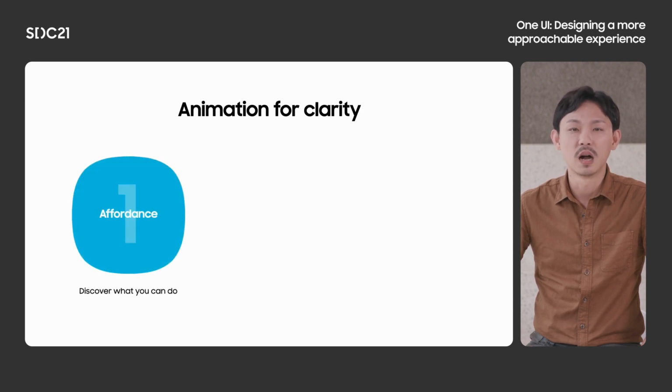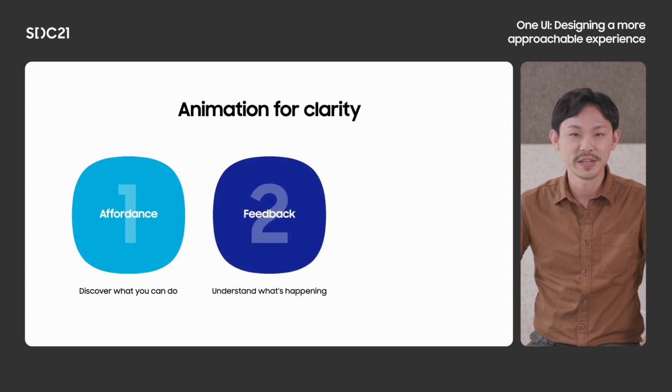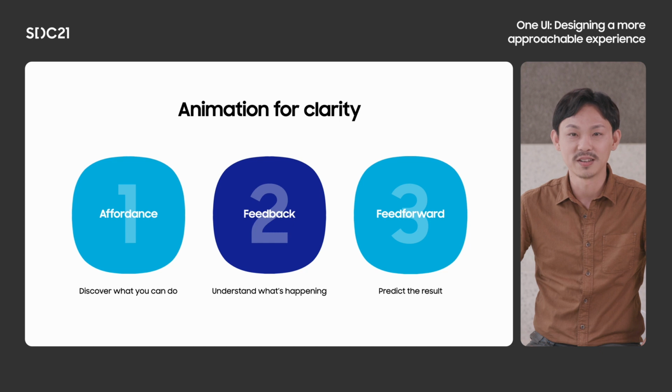1. Affordance. It helps users understand what action is available on the interface. 2. Feedback. It helps users understand what's happening during the action. 3. Feed forward. It helps users predict the result of the action.